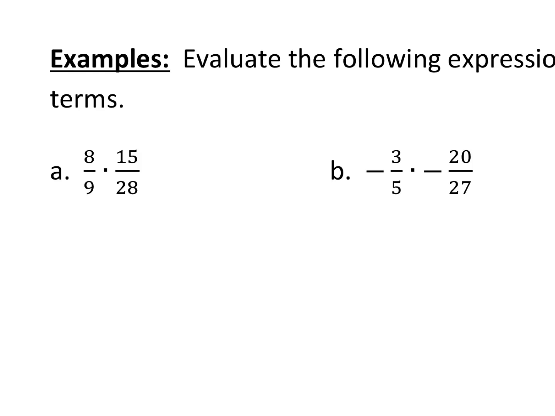So for example A, we have 8 over 9 times 15 over 28. The first thing that I'm going to do is cancel common factors. It has to be with a top and a bottom. So, for instance, 8 and 28 are both divisible by 2, but we want the largest number that goes into 8 and 28, and that is 4. If we divide 8 by 4, we get 2. And if we divide 28 by 4, we get 7.